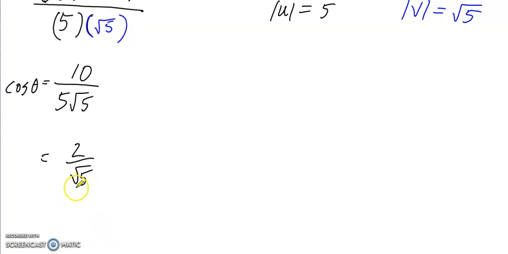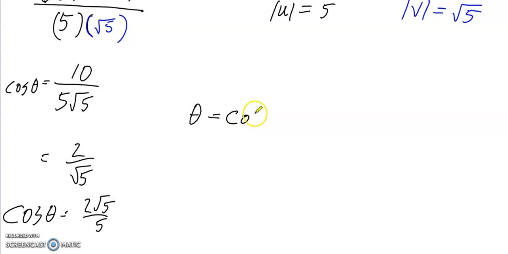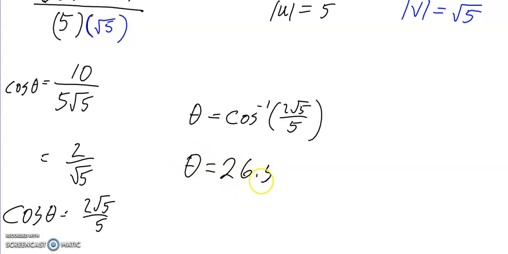We hate square roots on the bottom. Just hate them. Old man yells at cloud type hate. So 2 radical 5 over 5. So to find theta, we are going to take the inverse of cosine of 2 radical 5 over 5, not on the unit circle. So I'm going to bang that into my calculator, and we're going to find out that theta is about 26.57 degrees. And let's make that an about, let everybody know I rounded. Boom. That's not so bad.